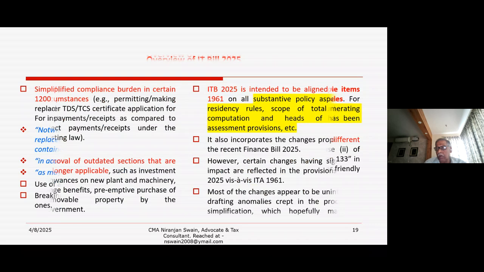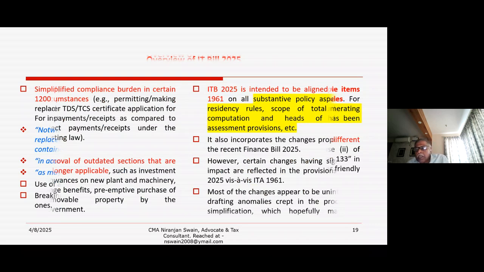As already told you, they cannot again separately include whatever proposal was there in the Finance Bill 2025, so they incorporated it so that it becomes full-fledged. Certain changes having significant impact are reflected in the provisions of the new bill, and most changes appear to be unintended drafting. While examining the bill, I found in many cases the reference sections etc. are not correct, and this type of mistake is very difficult to identify.